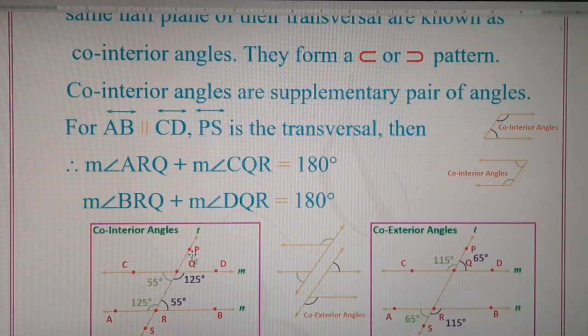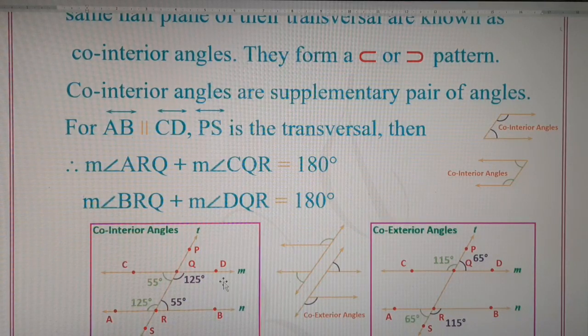Similarly, the angles lying between the two parallel lines and on the same side of the transversal are known as the co-interior angles. So here line PS is the transversal, and these two angles marked in the violet color lie on the same side of the transversal and they lie between the two parallel lines. So we can say they are co-interior angles. Their names we can denote as angle DQR and angle BRQ.